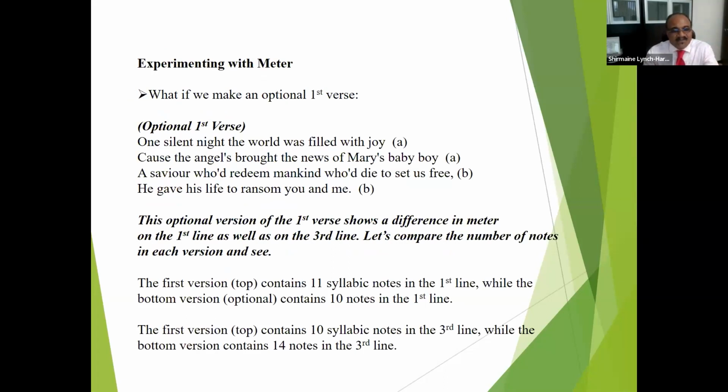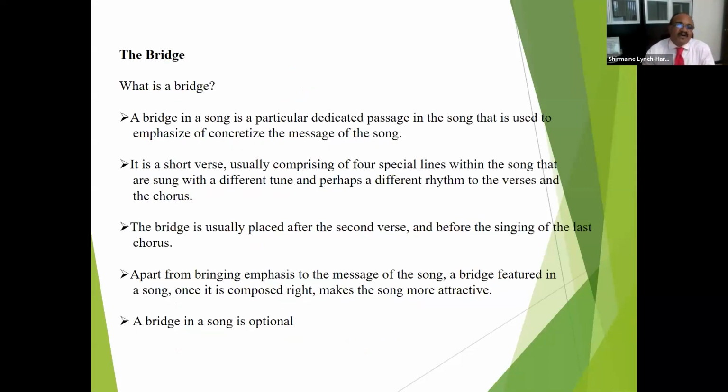So we have in the top 10 syllabic notes. And at the bottom, which is this verse here, we have 14 notes, and we can count them. A savior who redeemed mankind, who died to set us free. Da da da da da da da da da da da da da da da. 10 and 4, 14, right? So we have 14 notes in that one. So we see we must have the verses flowing smoothly with the right number of notes, okay? So that's it for meter, right?